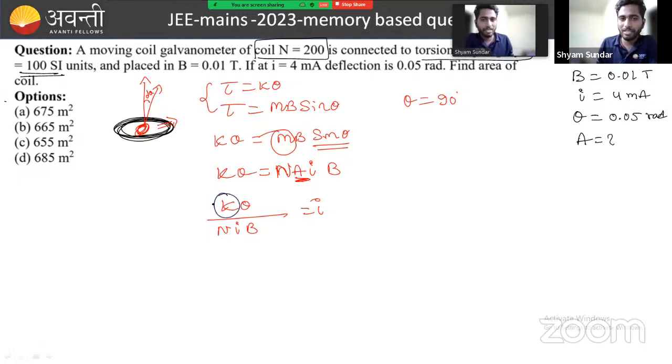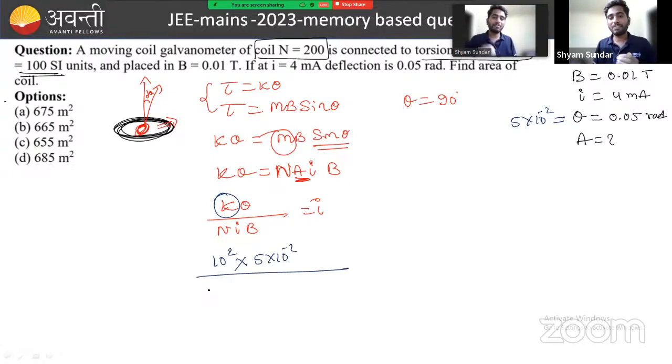Then substitute all the values they gave. The k value they gave, right? Here in the right corner, look, the value of k they gave is 100 SI units. I will write it as 10 to the power of 2, it is very easy to calculate. And theta is 0.05, I will write it as 5 into 10 to the power of minus 2 radian. Then it will be 5 into 10 to the power of minus 2 divided by N, the number of turns they gave here, 200.